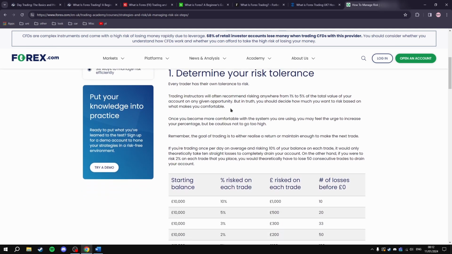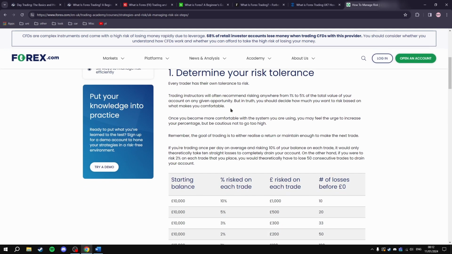Determine your risk tolerance. Every trader has their own tolerance to risk. Trading instructors will often recommend risking anywhere from 1% to 5% of the total value of your account at any given opportunity. But in truth, you should decide how much you want to risk based on what makes you comfortable. Once you become more comfortable with the system you're using, you may feel the urge to increase your percentage, but be cautious not to go too high.